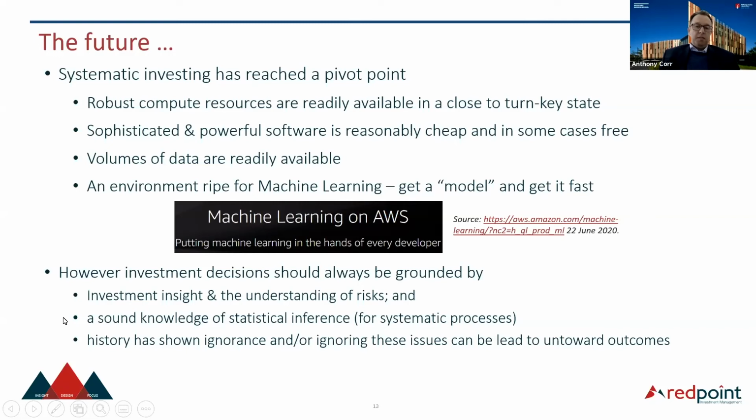And the second aspect, particularly if you're using a statistical technique like machine learning, is that a sound knowledge of statistical inference is important. So you understand what the machine is telling you when it gives you a p-value or a hypothesis test or whatever the other elements are in there. Understand what that actually means in order to make an informed decision about whether or not it's a good model. And I think there are a number of instances in history where ignorance of those two facts, or ignoring them by people who should know better, has led to fairly bad outcomes. So I think the future is good in the sense that a lot of the stuff that we use in systematic investment processes is getting cheaper and better, but we also need to make sure that we're doing the right analysis and going about it in the right way.